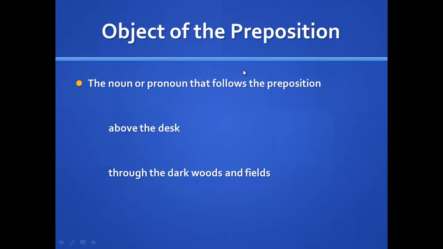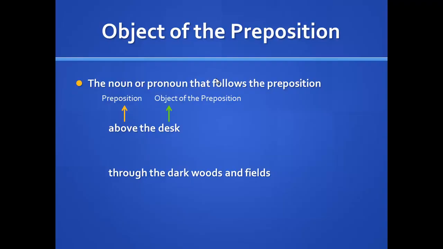Okay, so now we know what a preposition is, let's talk about objects of the preposition. An object of the preposition is a noun or pronoun that follows the preposition. So let's look at this first phrase, above the desk. Above is a preposition, so we continue on into the sentence to find a noun or pronoun that follows it. That would be desk. So desk is the object of the preposition.